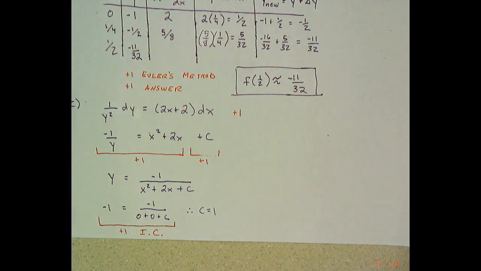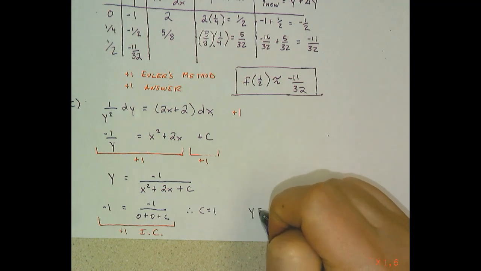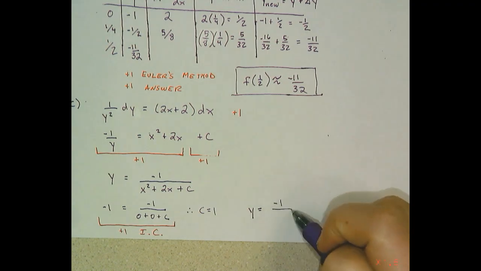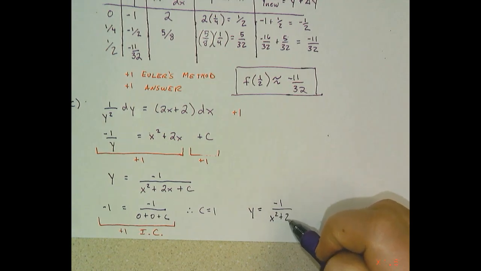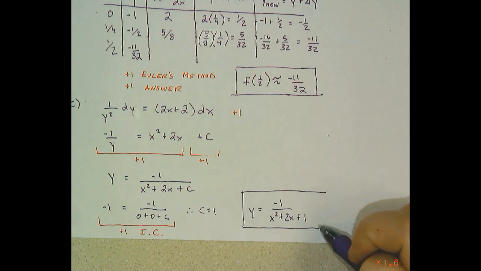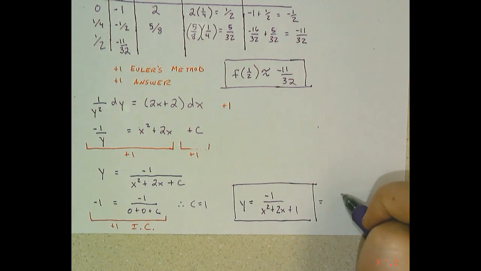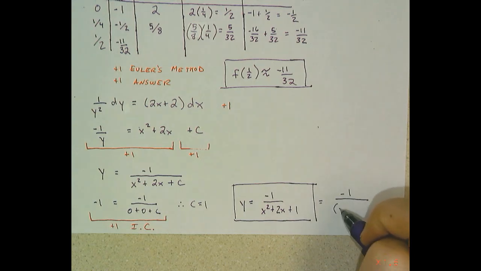And then the final point, of course, comes from writing the particular solution. The particular solution is -1 over (x squared plus 2x plus 1). This can also, if you were to factor it, be written in factored form. I don't know why anybody would go through the extra step of factoring it, but they could. Why would you do that?